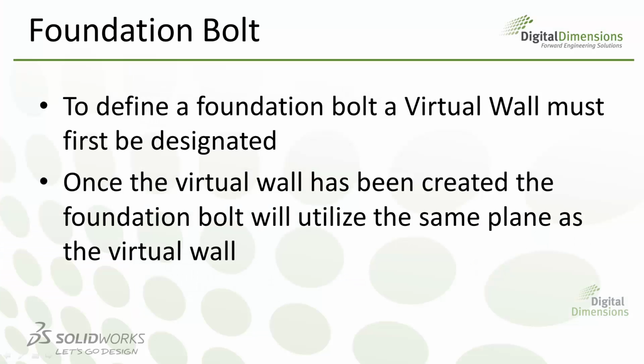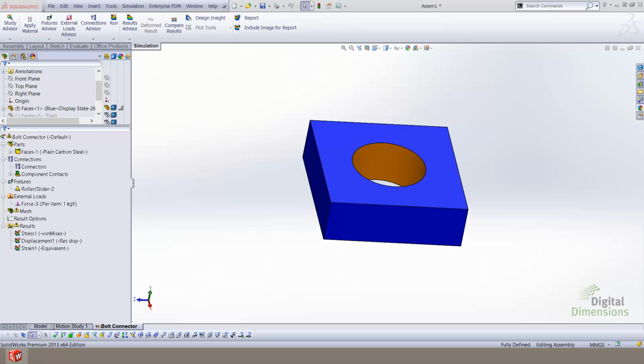The final bolt connector we're going to cover today will be the foundation bolt. In order to define a foundation bolt, a virtual wall must first be designated. The virtual wall is then utilized during the creation of the foundation bolt as the location at which the foundation bolt is secured. To begin defining the foundation bolt, I will use the simplified version of the model we've used throughout the rest of the video.